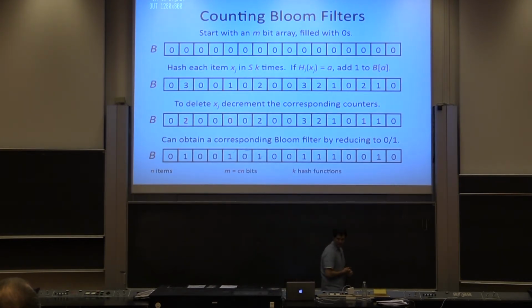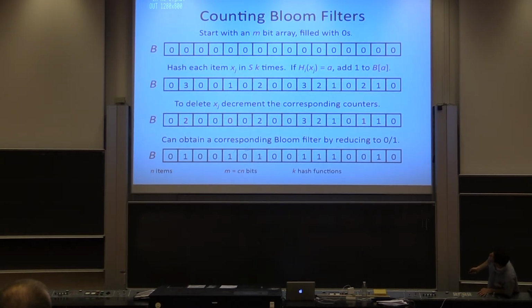All right, so one way of dealing with this is to keep what's called a counting Bloom filter. Instead of it being an n-bit array, these places we shouldn't think of as bits anymore, we're going to have counters. So we'll keep a count of the number of things that hash there. And then to delete something, I can go ahead and decrement the corresponding locations. For a counting Bloom filter, I can get the corresponding Bloom filter by just mapping zeros to zeros and anything that's not 0 to a 1.